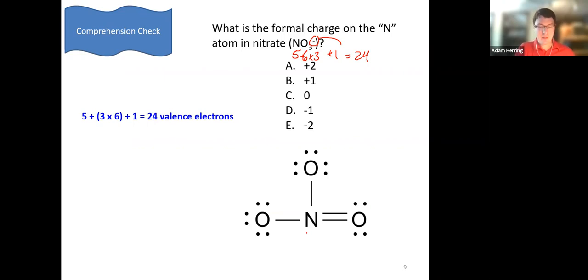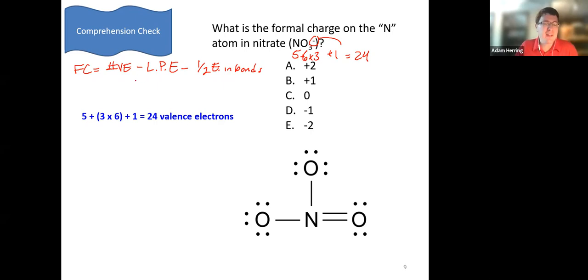Now, if we want to calculate the formal charge, the way that we do this is by comparing the number of electrons that an element has as a free atom versus the number of electrons it can claim in the Lewis structure. So the equation, if you will, that we looked at before was that the formal charge is equal to the number of valence electrons minus the number of lone pair electrons minus 1/2 of the electrons in bonds.